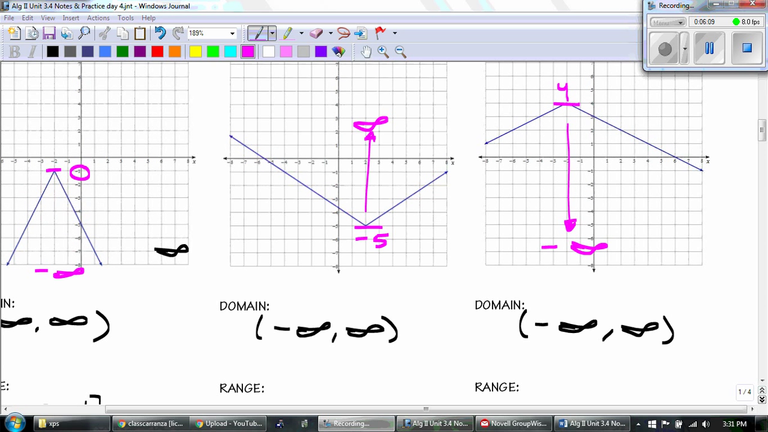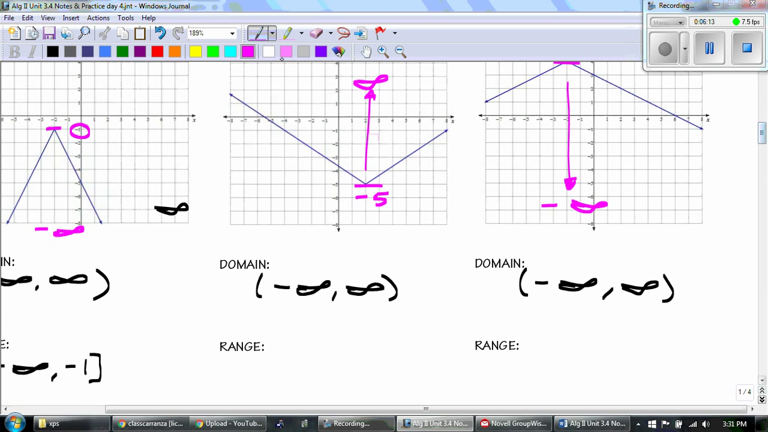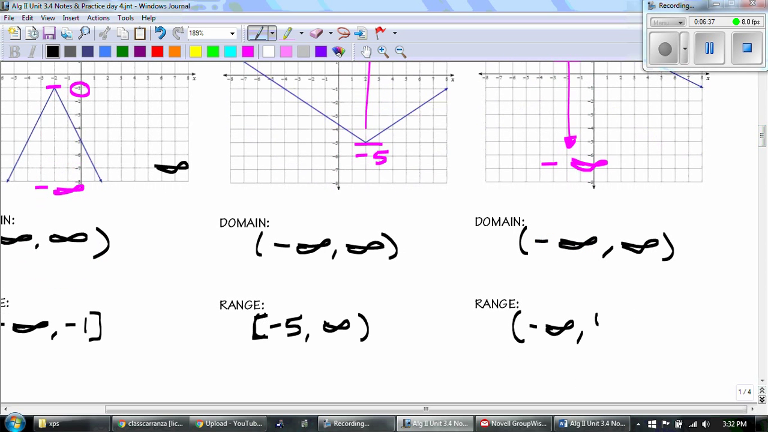Okay, for 5 and 6, I'm more concentrated on the range. For number 5, our range, we start at -5, so I'm using the bracket, and it's going to go on to positive infinity. And then for number 6, the range is starting at negative infinity, and then I think it stops at +4. Okay?